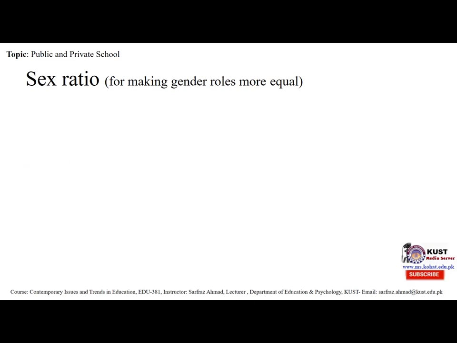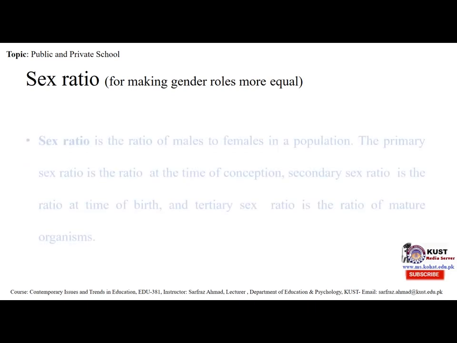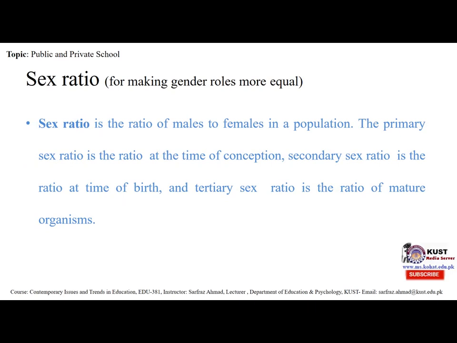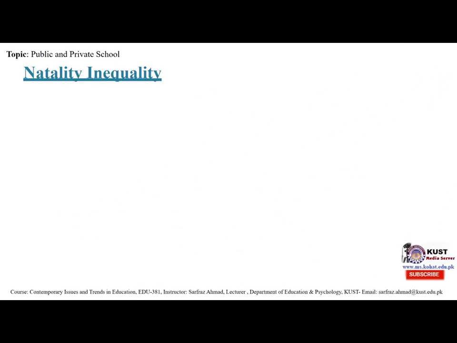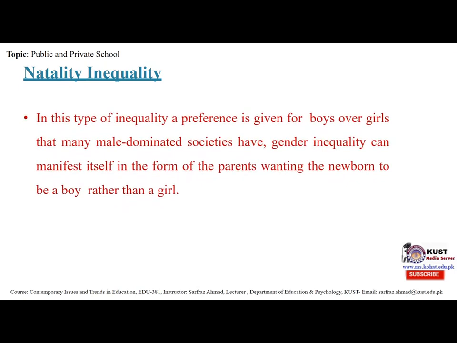Then comes sex ratio. For making gender roles more equal, sex ratio is the ratio of males to females in the population. The primary sex ratio is the ratio at the time of conception. Secondary sex ratio is the ratio at the time of birth, and tertiary sex ratio is the ratio of mature organisms. Natality inequality. In this type of inequality, a preference is given to boys or girls, and many male dominated societies have it. Gender inequality can manifest itself in the form of parents wanting the newborn to be a boy rather than a girl.